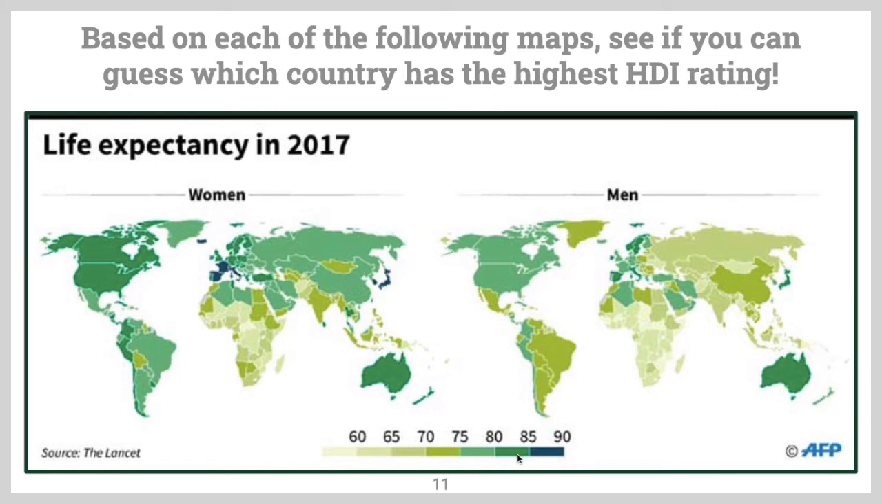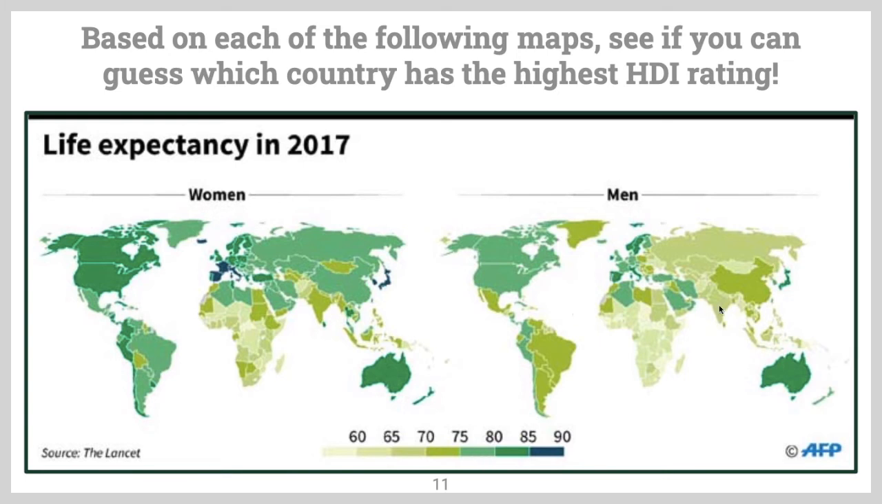Okay, and then dark green would be 80 to 85 years. Blue was 85 to 90. That's life expectancy. That's pretty high for life expectancy, right? Even the United States is not in that 85 to 90 range. We're in the 80 to 85 range. Anything in that lighter green is 75 to 80.